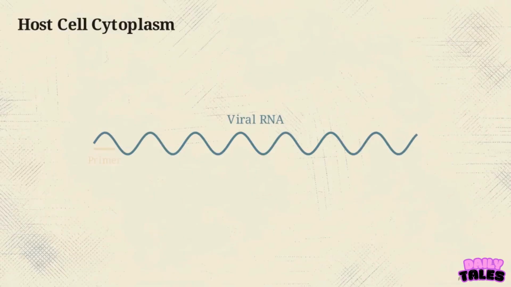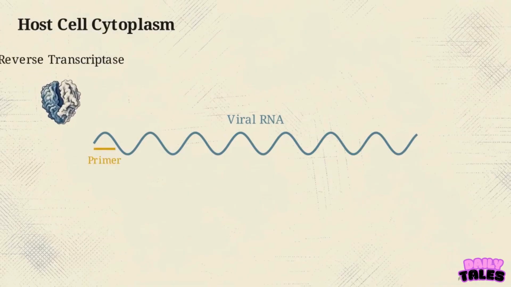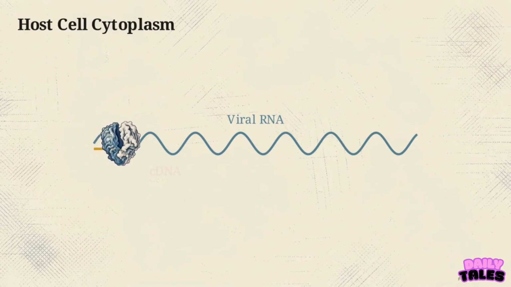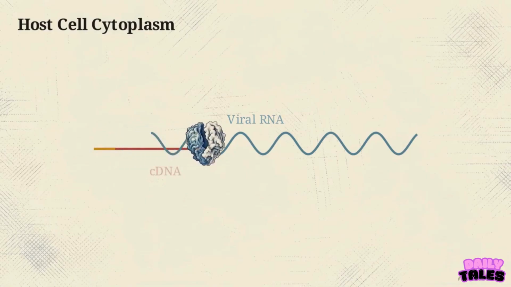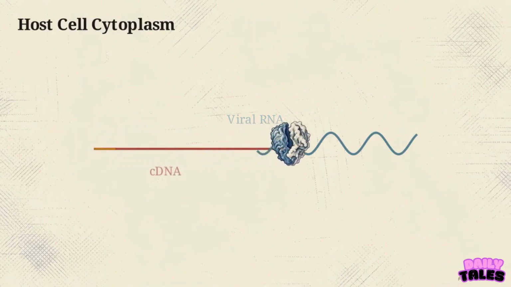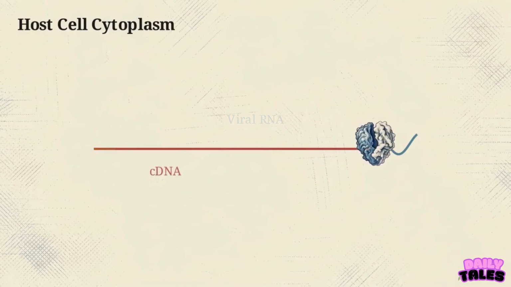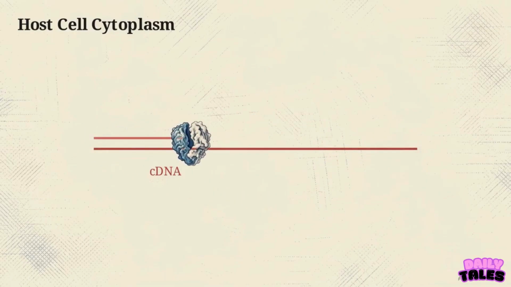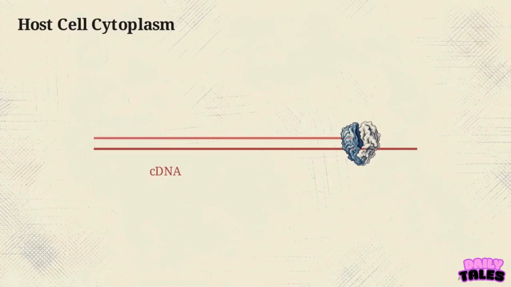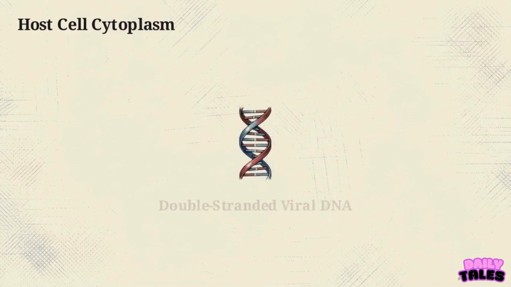To reverse the biological dogma that DNA is transcribed into RNA, the virus deploys an enzyme called reverse transcriptase. It binds to the viral RNA genome and begins synthesizing a complementary strand of DNA. As this new DNA strand is built, its RNase H subunit degrades the original RNA template. The enzyme then synthesizes a complementary second strand, resulting in a complete double-stranded viral DNA molecule.